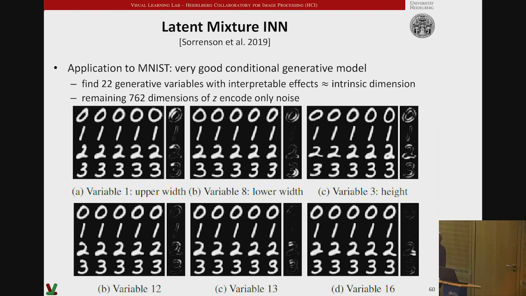So the first 8 or so, or 10, take care of global variations, and then the remaining ones take care of local variations that, for example, only apply to particular digits, because other digits do not have the feature that is being varied. And the most extreme is this one, variable 16, which only varies the tail of the 2. So everything else remains the same. So if you imagine the 2 to be a cat, then the cat wags her tail. And this is a very interesting model that we are currently pursuing and trying to apply to many different questions.